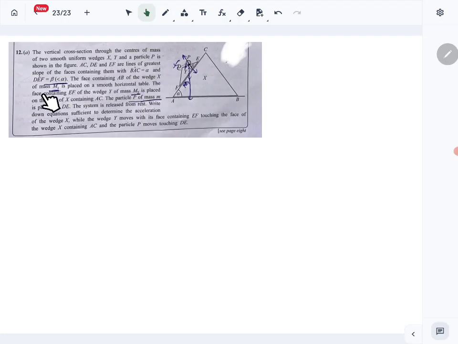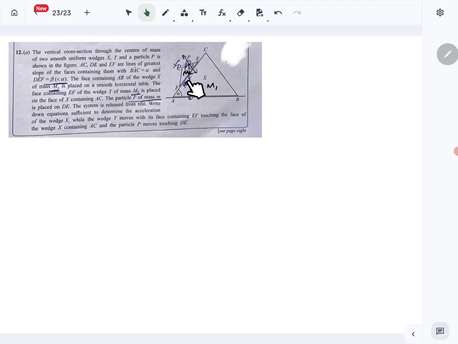Then the face containing AB of the wedge X of mass m1 is placed on a smooth horizontal table. So we don't need to worry about friction here. The face containing EF of wedge Y of mass m2 is placed on the face containing AC. So this one is m2.